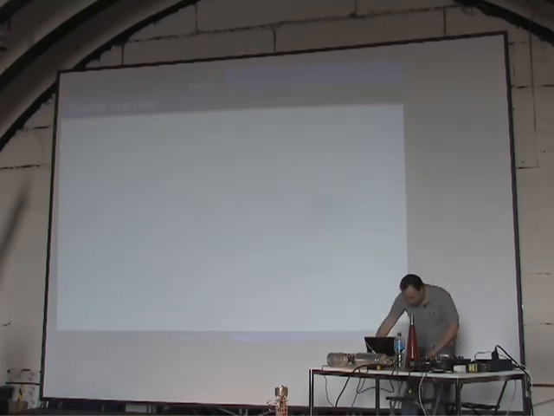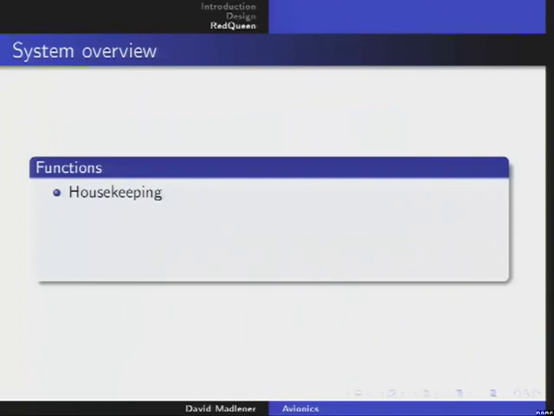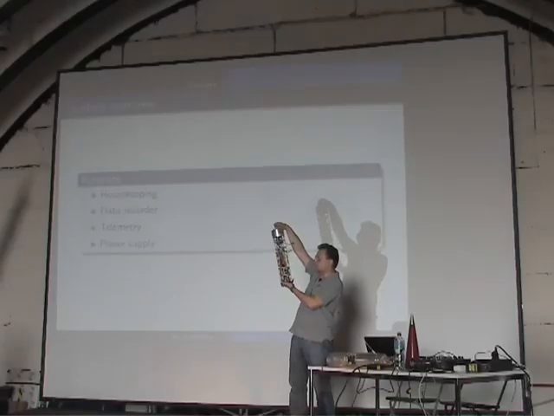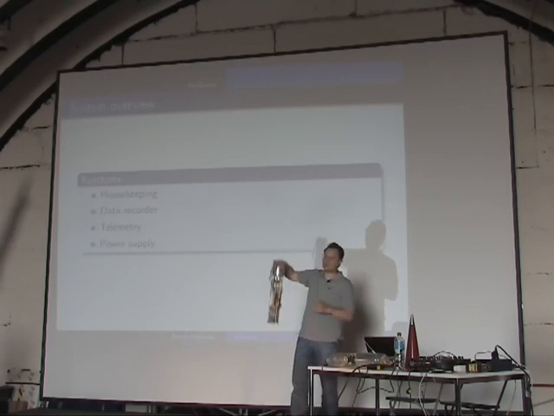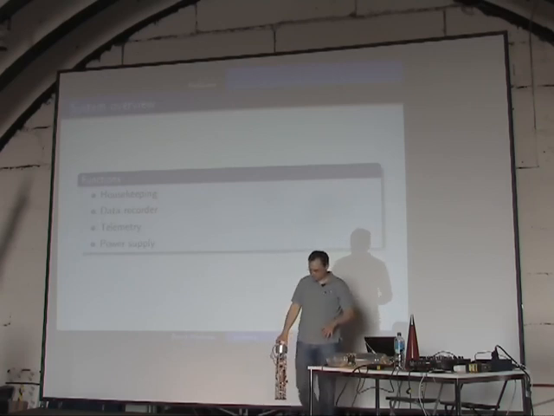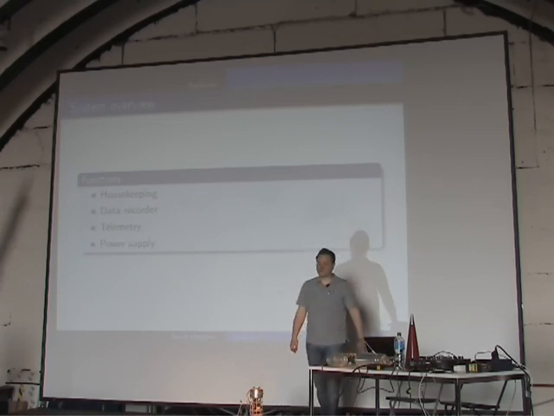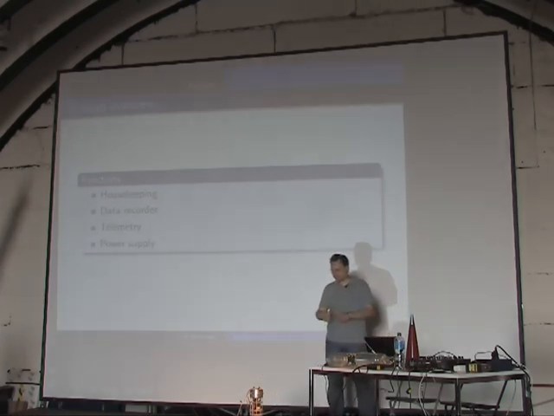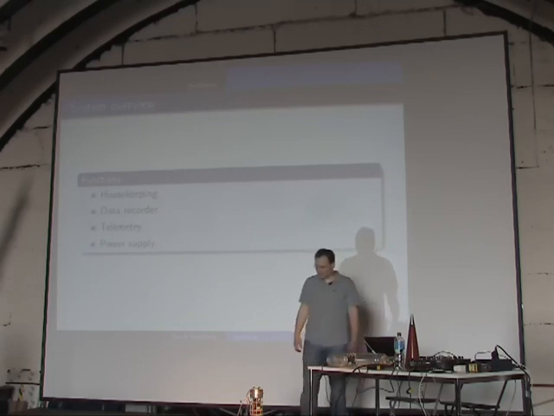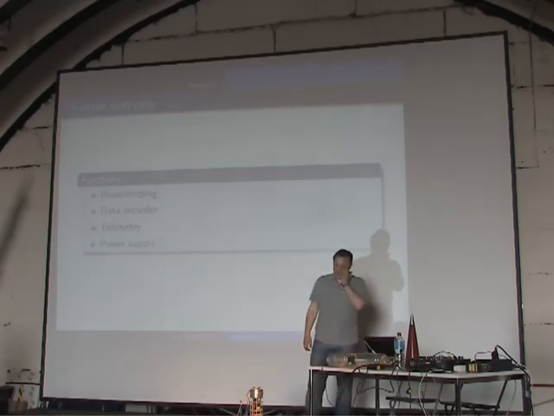Now I want to talk about the function. It has housekeeping, a data recorder, as I told you, telemetry, and of course you need a power supply. For the power supply, we designed a special compartment to use normal battery cells. The problem is that normal battery cells, you can put them in cradles made out of some polymers with some thingies that hold them together. They are not very reliable.